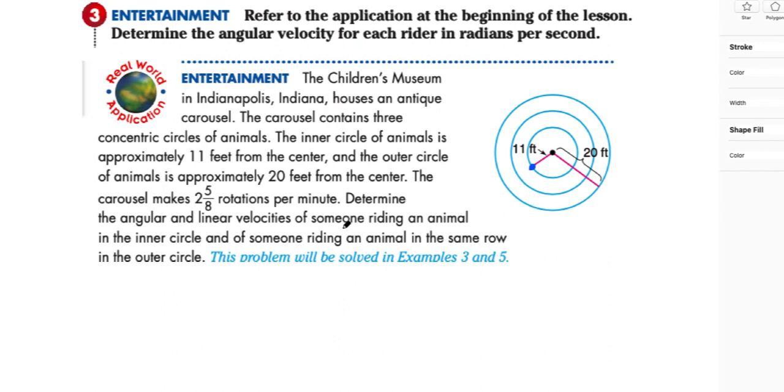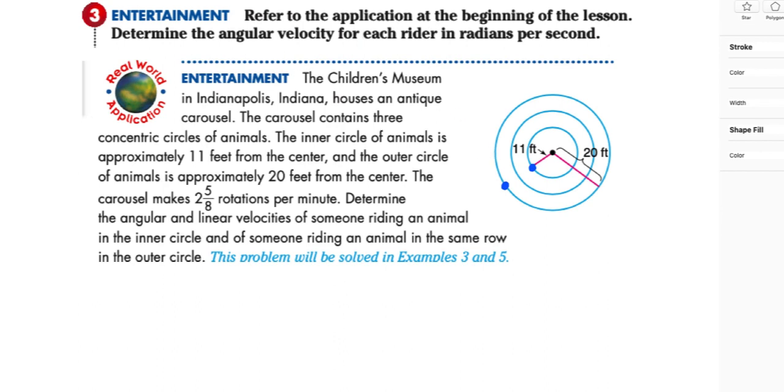So what we're being asked to do in this first one is determine the angular velocity for each rider. And what are the riders? There's one person at the 11-foot mark, and one person in the same row at the 20-foot mark. So 11 feet, 20 feet. If they go around 2 5/8 rotations per minute, we want to know what their angular velocity is.